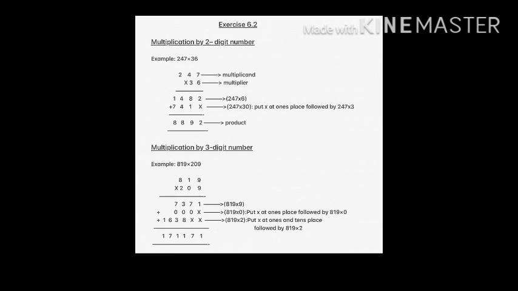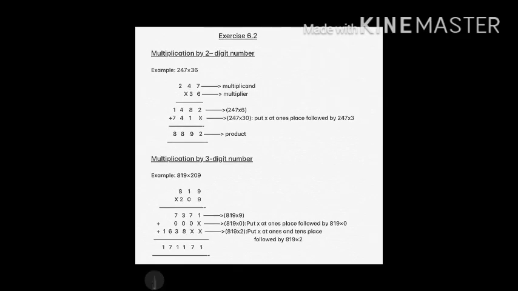Okay, let's move on to our next exercise. This is exercise 6.2. In this exercise, we'll learn to multiply a number with a 2-digit or 3-digit number. Now how to go about it? Let's try it. Okay, so this is the multiplication by a 2-digit number.